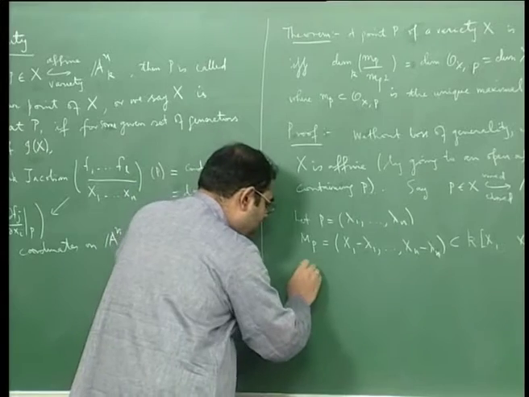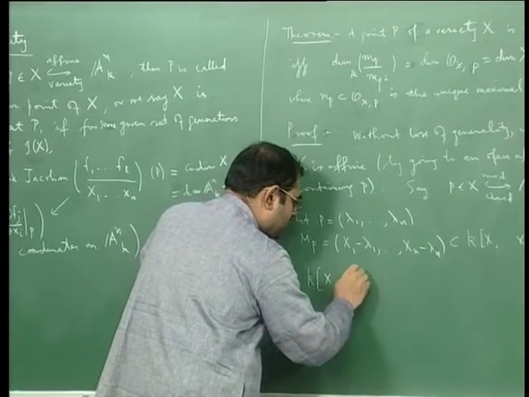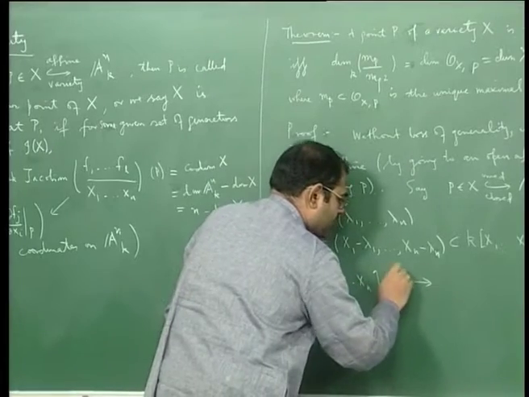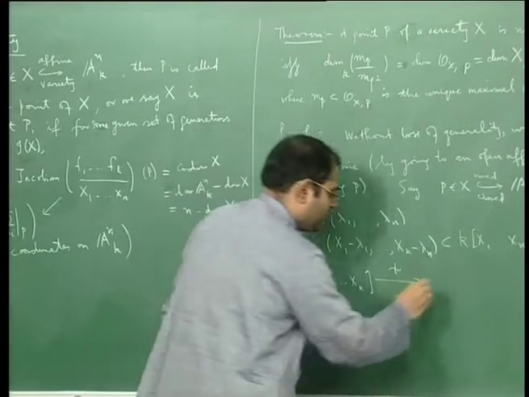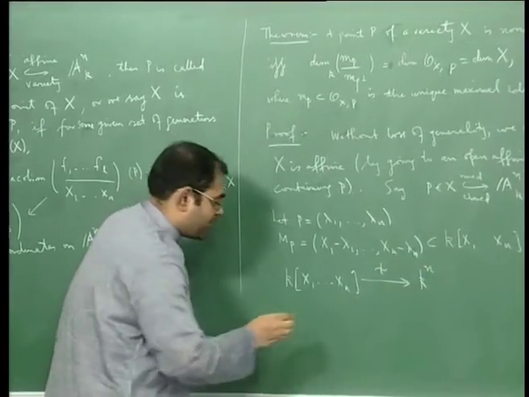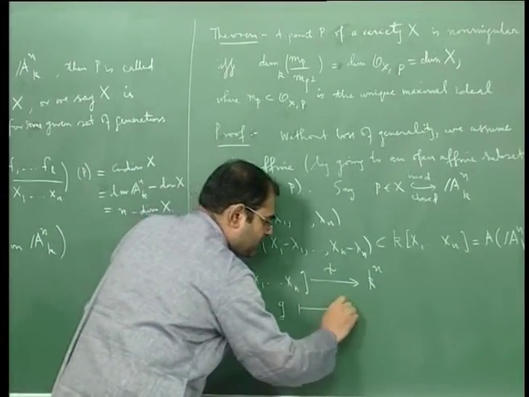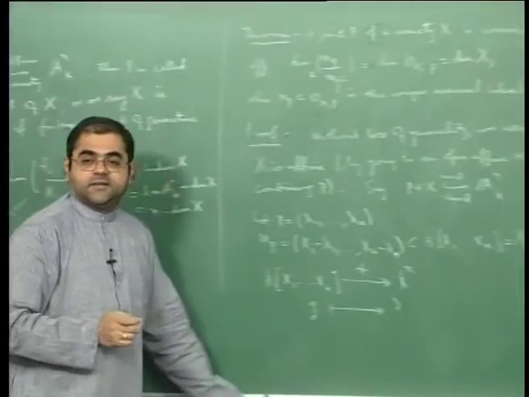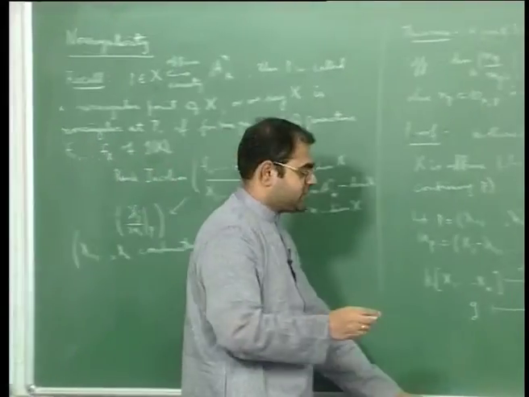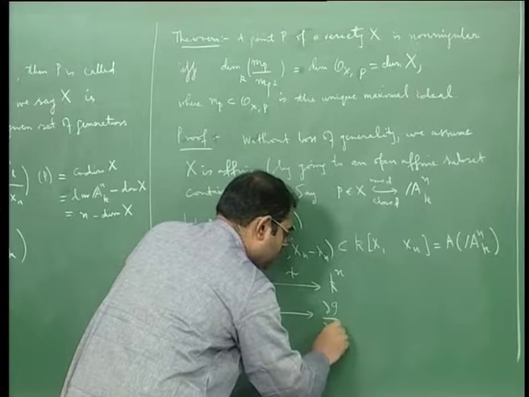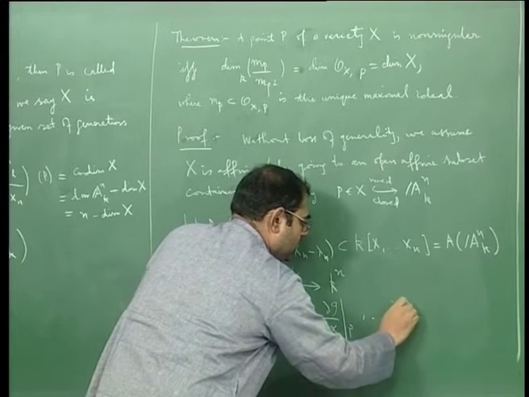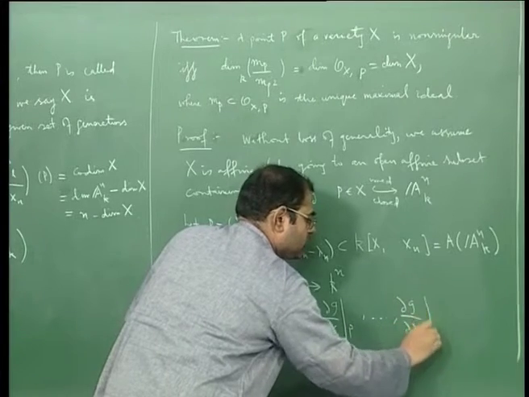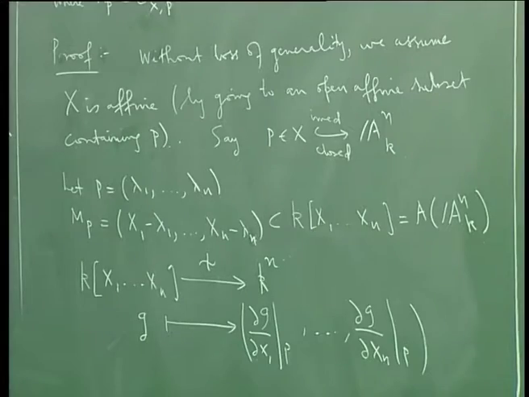Now you see what we will do is define this map ψ from k[x1, ..., xn] into k^n. So here is my map, and the map is very simple. Take any polynomial g in n variables, and take its gradient at P, which means take ∂g/∂x1 at P, up to ∂g/∂xn at P. Just take the partial derivatives with respect to each of the variables in this order and then evaluate them at P.